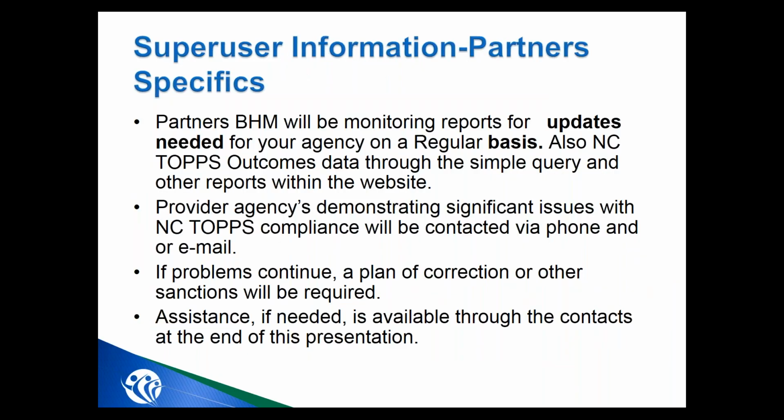Okay, super user information that is specific for Partners. Partners BHM will be monitoring reports for updates needed for your agency on a regular basis. Also, NC TOPPS outcomes data through the simple query and other reports within the website. So we use all those reports to come up with our big picture of how we're doing as a network, but we also look at the individual agencies through our quarterly performance scorecard that we send out quarterly. So right there is definitely a good representation of what we provide in that scorecard.